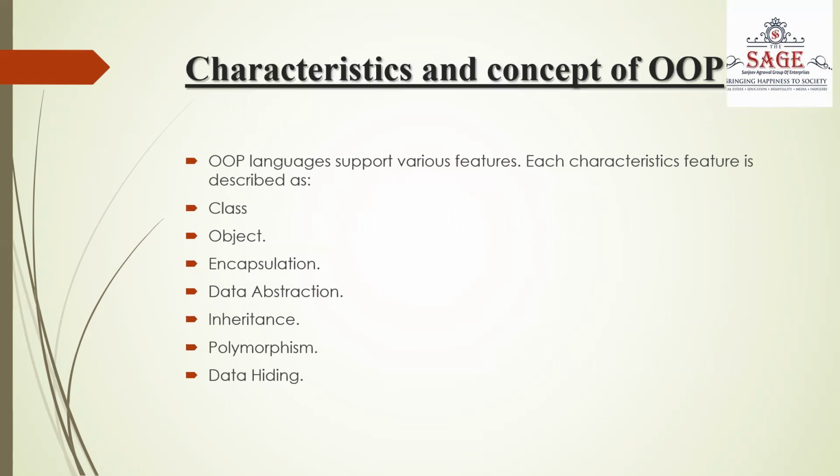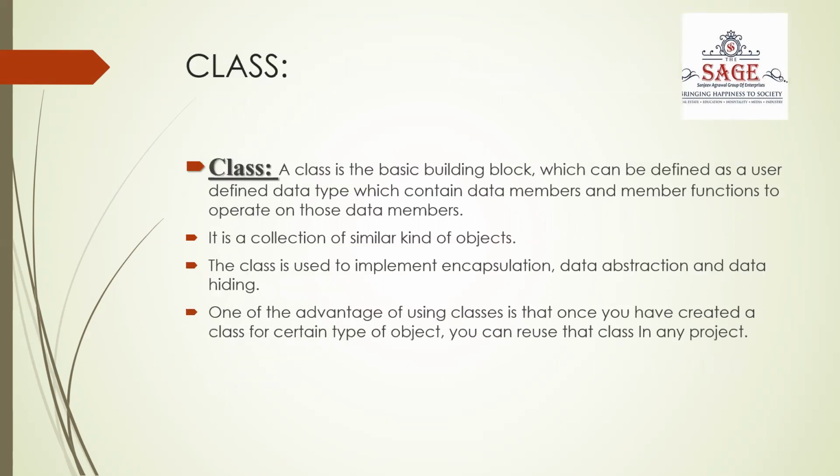Now, moving towards the characteristics and concepts of OOPS, OOPS languages support various features. Each characteristic or feature is described by its own functionality. So the characteristics or concepts of OOPS consist of classes, objects, encapsulation, data abstraction, inheritance, polymorphism, and data hiding. First we discuss the feature that is class.